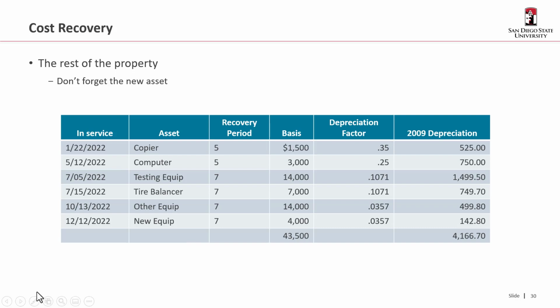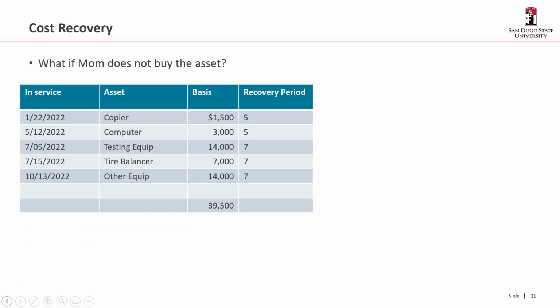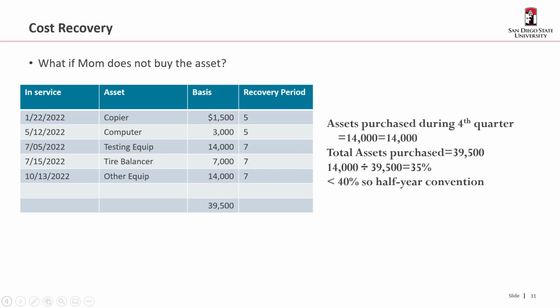And clearly it's not 2009, we're in 2022. So what if she doesn't buy the asset? Of course, the reason I do that is so I can eliminate the mid-quarter convention. If she doesn't buy the asset, then she's only got the October purchase, and the total amount is only 39.5. So 14,000 divided by 39.5 is less than or equal to 40%. So the half-year convention would apply.